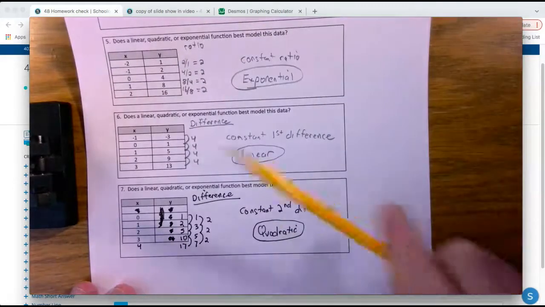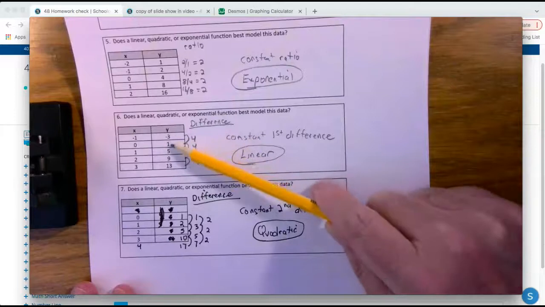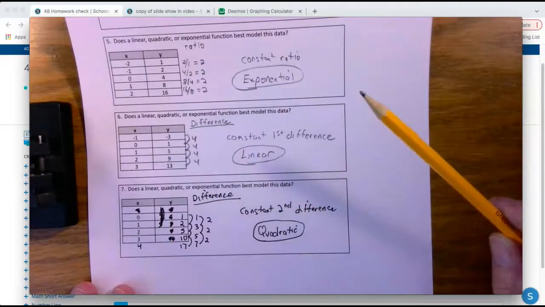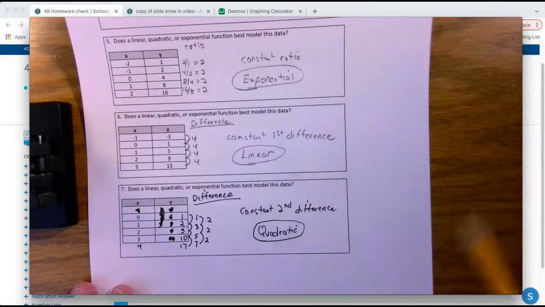Number 6, again, the first difference was constant. These are all 4 apart. When the first difference is constant, it's linear.